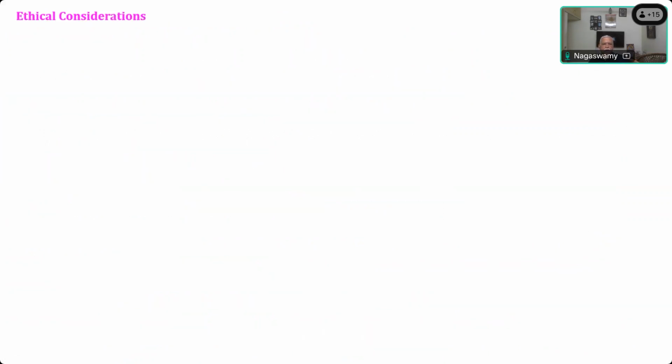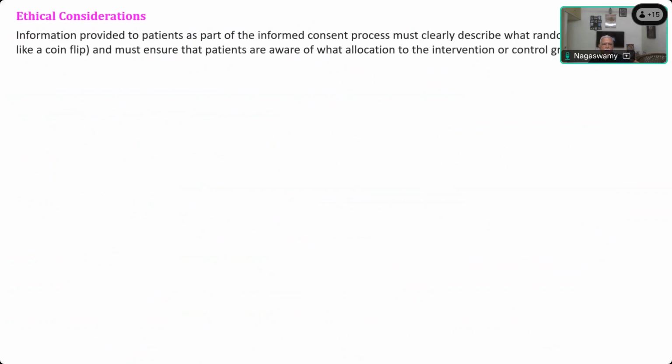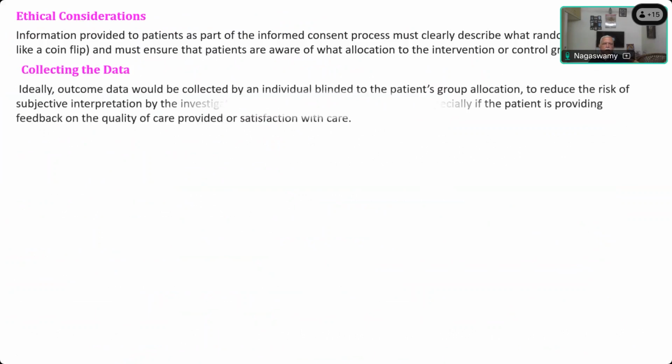Then the ethical considerations in RCT: the information provided to the patient as part of the informed consent process must be very clearly given. The patient should be made to understand why the study is being done and what his role in the study is. Then you collect the data and allocate patients to groups, avoiding investigator bias or reporting bias by the patient, and individual feedback or quality care is provided.